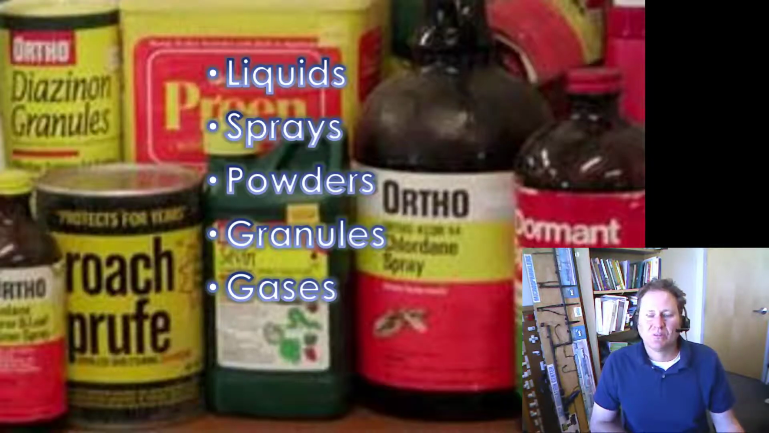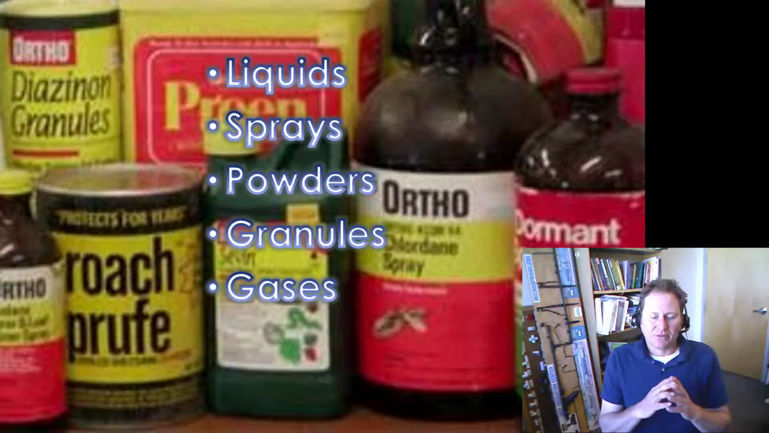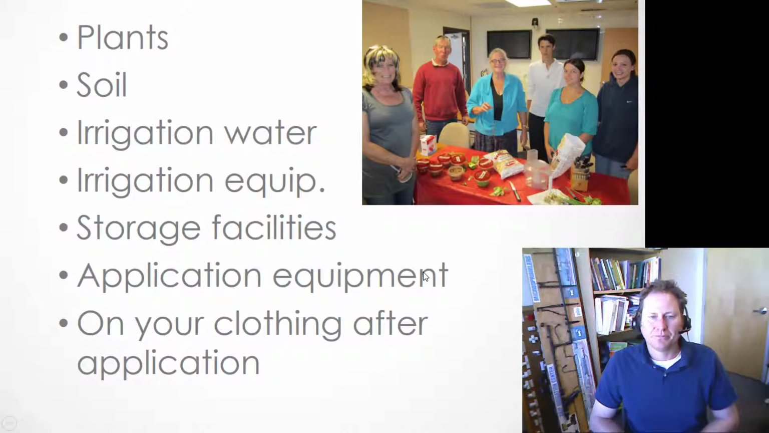So pesticides can be found in the forms of liquid, sprays, powders, granules, or gases. And I do want to distinguish, there's a lot of talk between organic or non-organic. This is independent of whether you're going organic or non-organic. If pesticides are utilized, they come under the following pesticide forms.